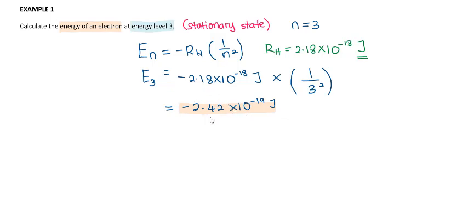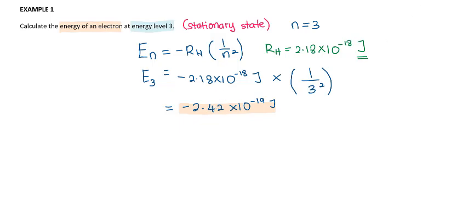It cannot be in between. It must be this value. That's why we say energy is quantized. If you notice, the energy of the electron at each level comes with the negative sign. So why do you think there is a negative sign?